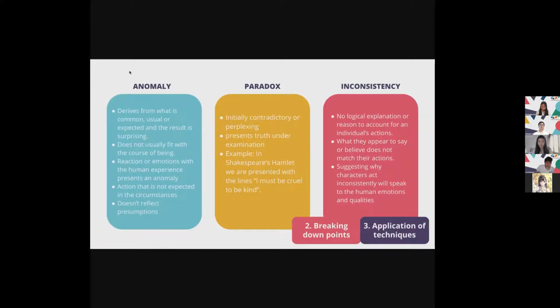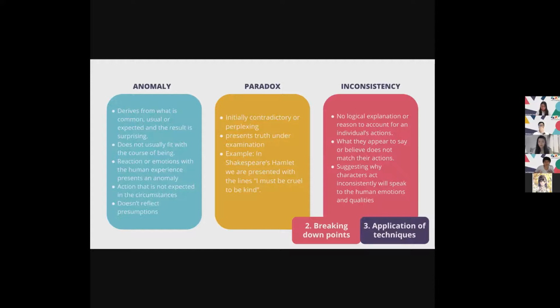What is an anomaly? Something deriving from what is common, usual, or expected. So again, it's something that is unexpected, and it's generally surprising. Students often think that this means that the opposite of what is expected is to occur, but that's not really the full extent of it. It's a result that does not usually fit with the course of being.